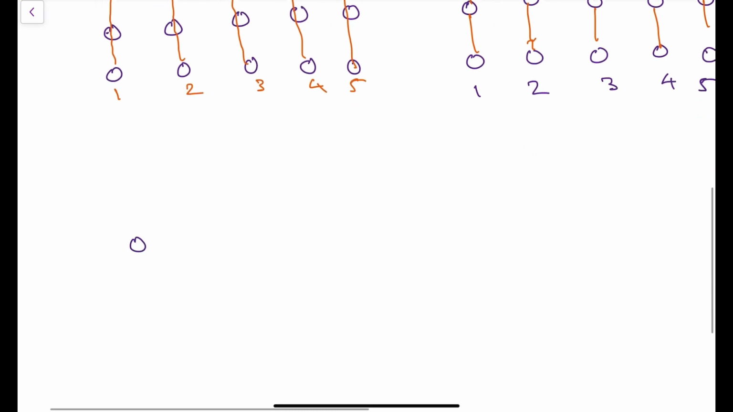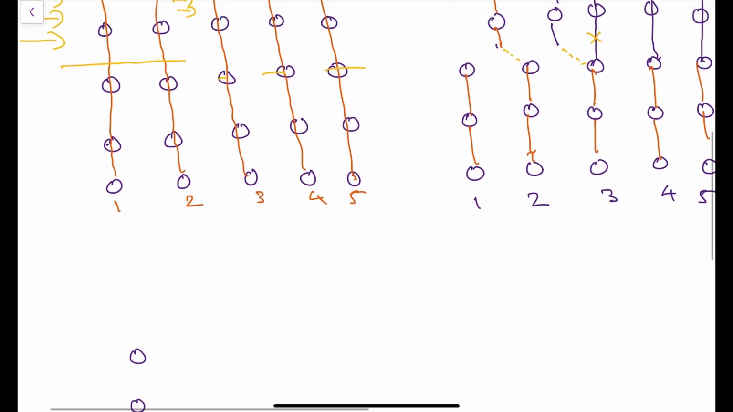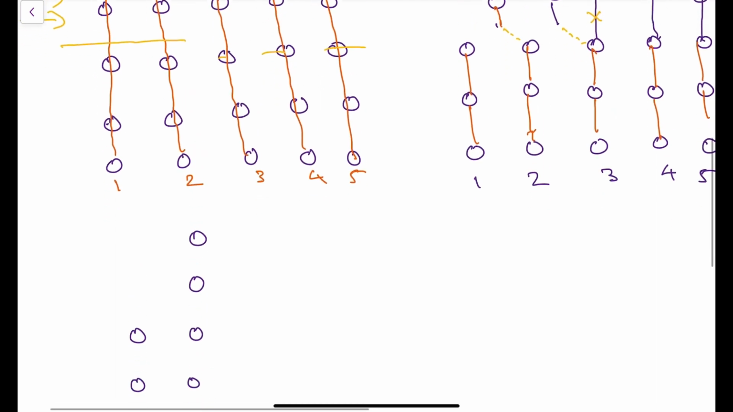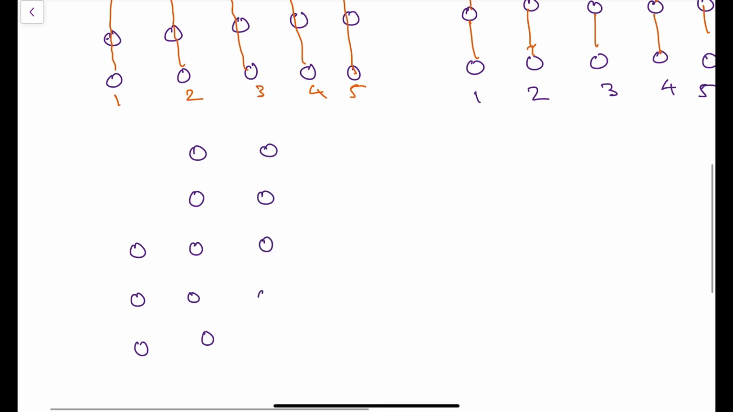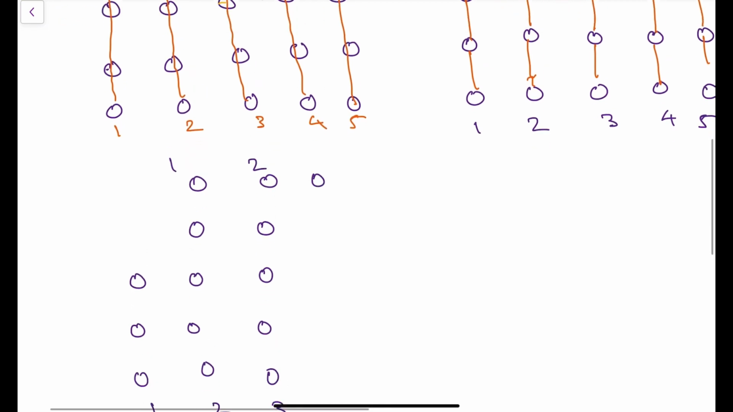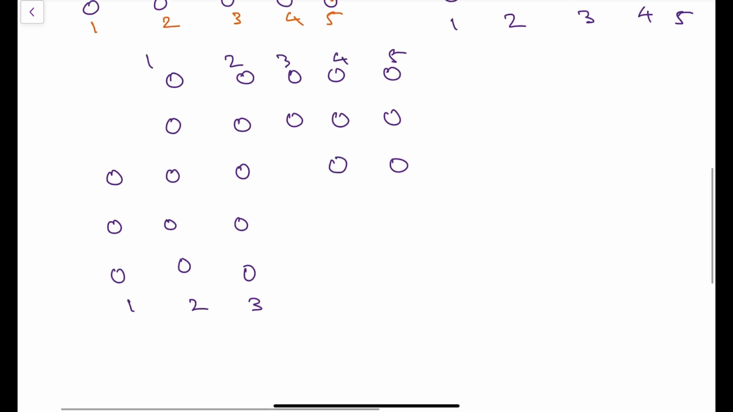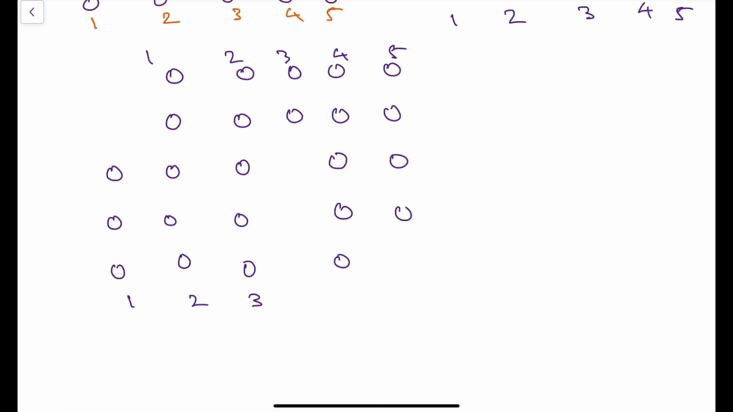Here you can redraw it. So it will be two, three, one, two, four, five. This is one, two, three. This is one, two, and three remains loose. Okay, so it is three, four, five. So this is how the bonds look now. So here there is no bond.